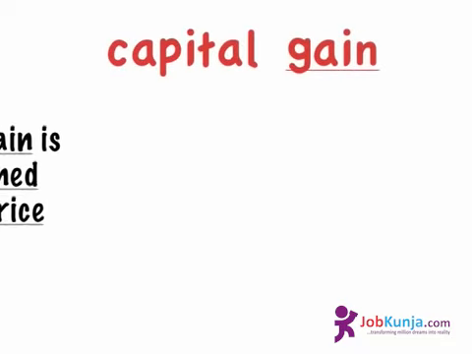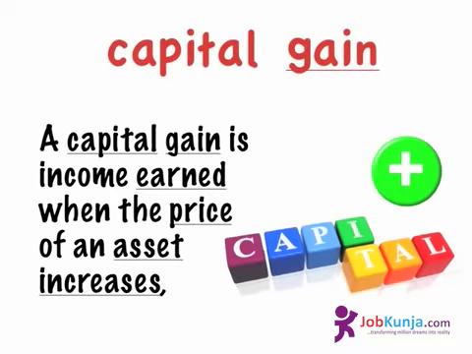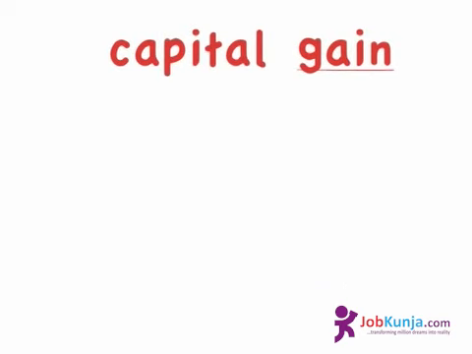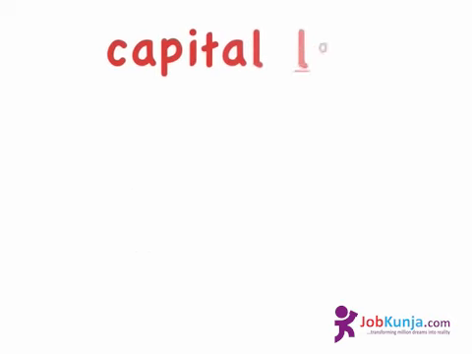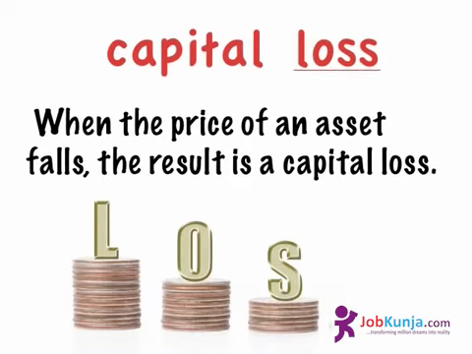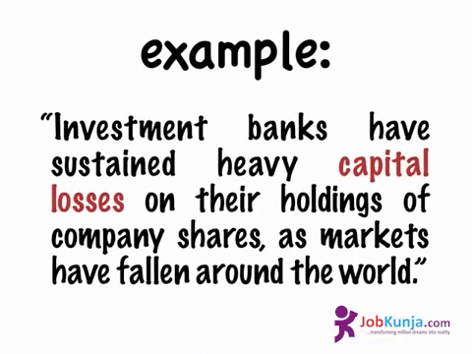Capital gain. A capital gain is income earned when the price of an asset increases. For example, when shares held by a company or individual rise on the stock market. Capital loss. When the price of an asset falls, the result is a capital loss. Investment banks have sustained heavy capital losses on their holdings of company shares, as markets have fallen around the world.